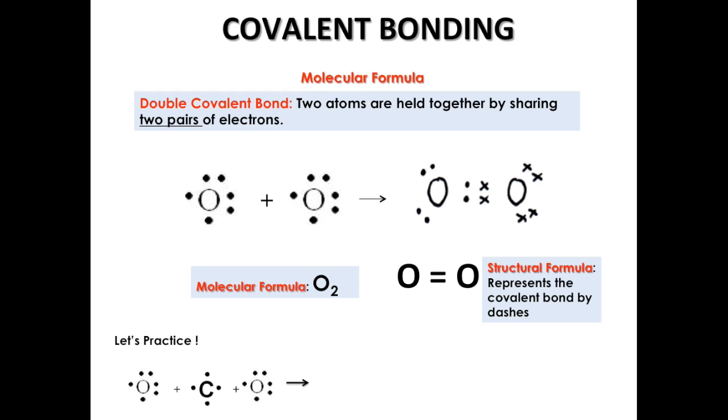Let's practice now with, back again, two oxygens and one carbon. Carbon needs to share two electrons with each one of the oxygens. So the structural formula will be carbon in the middle, two dashes with each oxygen. And the molecular formula will be CO2.